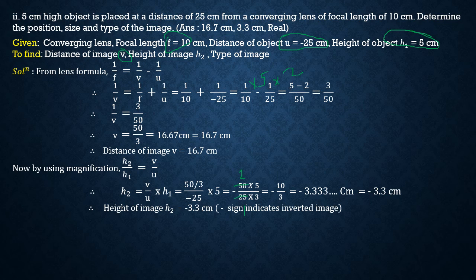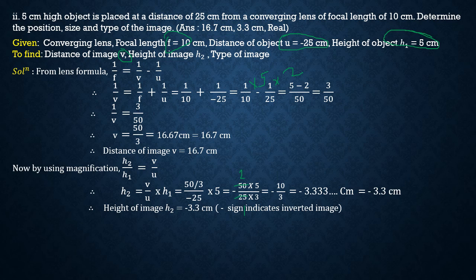So height of image is h2 equals minus 3.3 centimeter, and the minus sign indicates an inverted image. What is that minus sign for? That minus sign indicates your image is inverted. Clear? Now in the next part you have to find the type of image. So what will be the type of image? Distance of the image is 16.7, positive, means it is on the right side. Correct? And the minus sign in the height shows that the image is inverted.